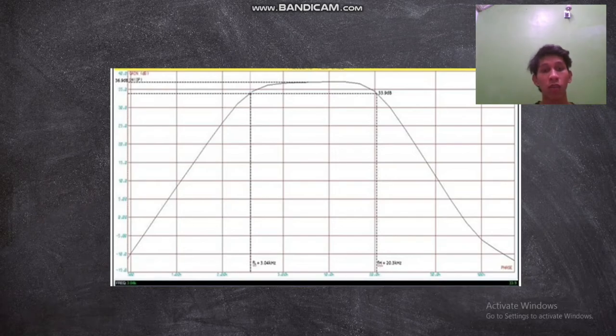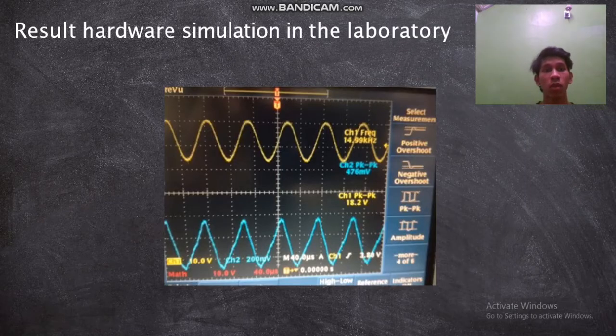For the FL, the frequency low is at 3 kHz, while the frequency high is 20 kHz, at minus 3 dB, which is 33.9 dB. This is the picture of the results of the hardware simulation in the lab.